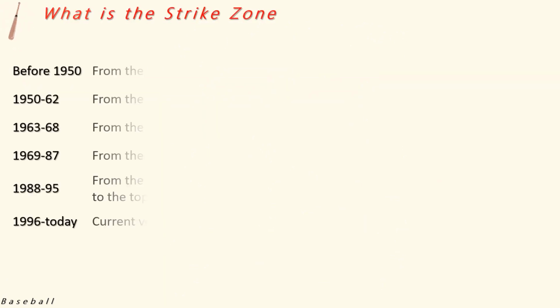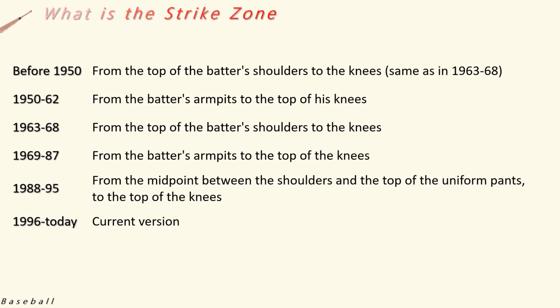Here is a brief history of the definition of the strike zone. The vertical length of the strike zone has changed over the years. Before 1950, the vertical length of the strike zone was from the top of the batter's shoulders to his knees, and it is the same as which was used in 1963 to 1968.